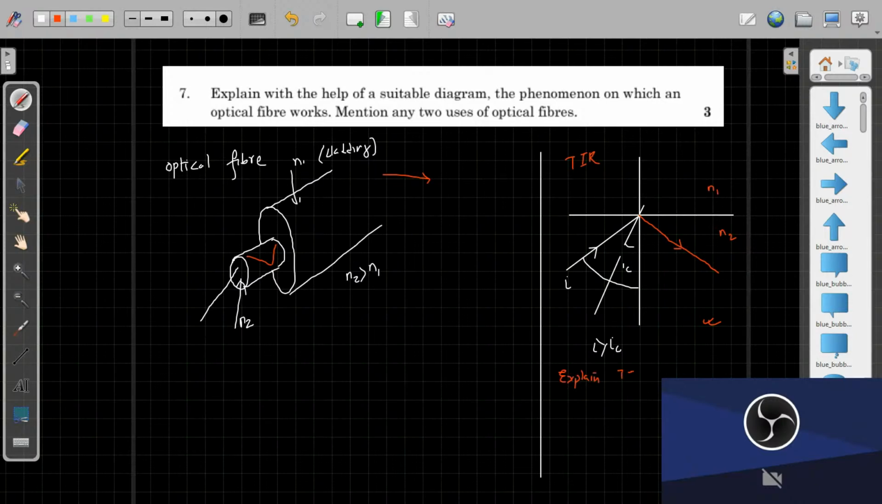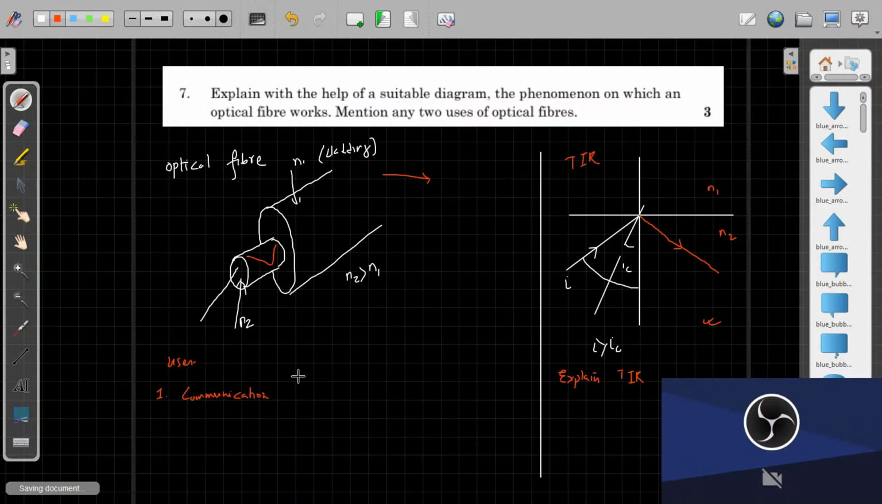Explain total internal reflection. Done. Mention any two uses of optical fiber. So optical fibers are used first of all for communication purposes: high speed, bandwidth, internet.